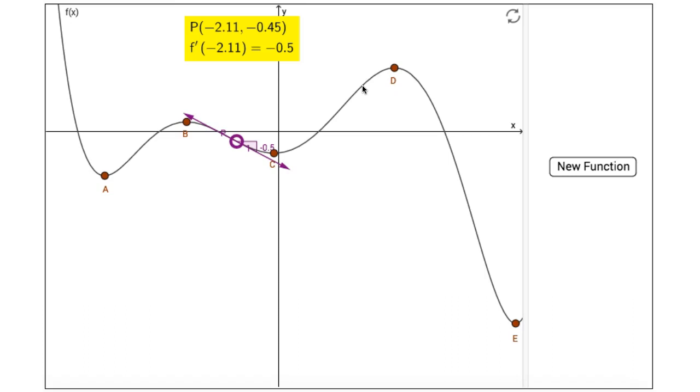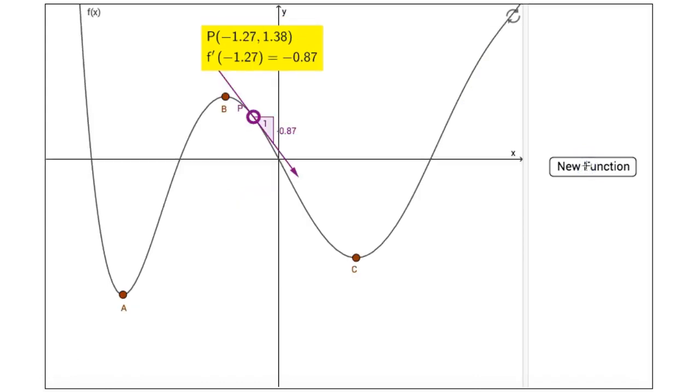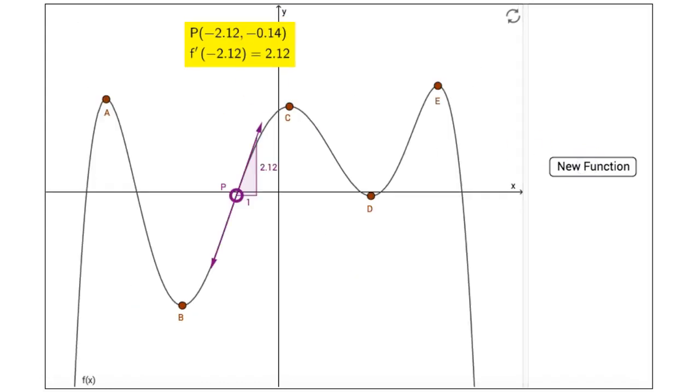In the interactive figure, on the left side is a graph of a function that can be changed by clicking on the New Function button on the right-hand side. The local extrema at the input values of x equals c of the function's domain are labeled as a, b, c, d, or e if they happen to exist. And again, clicking on the New Function button will change the graph of the function.